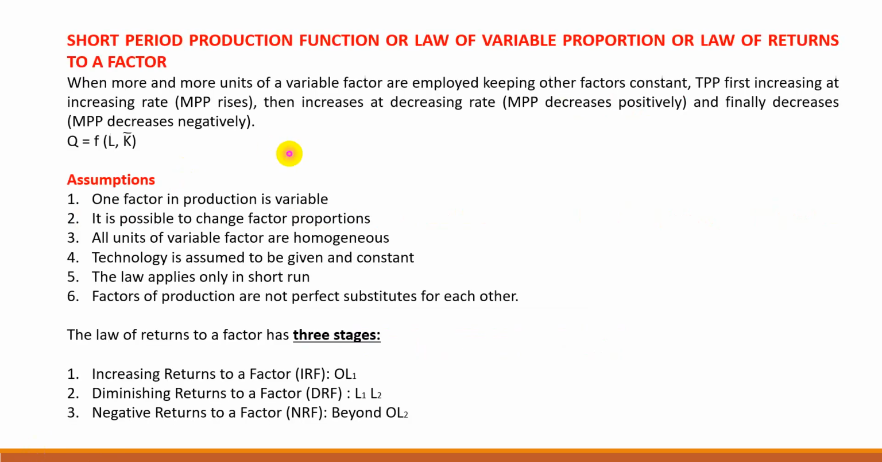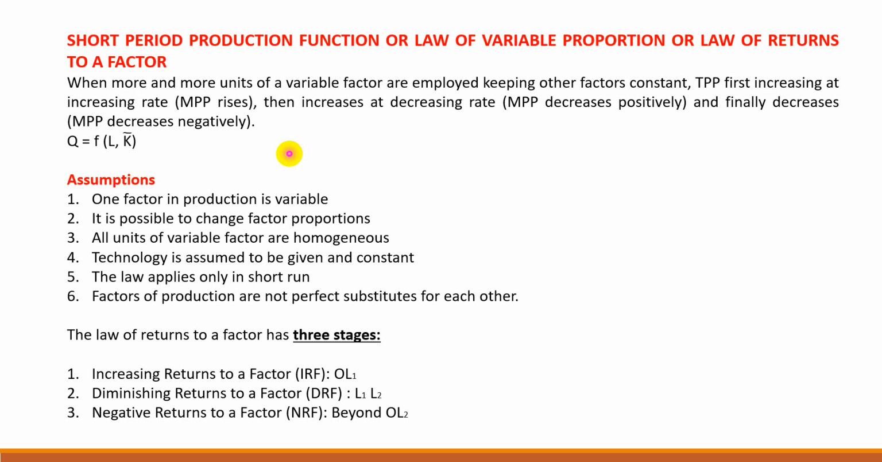Short-run production function, or law of variable proportion, or law of returns to a factor. Returns to a factor explains the relation of total output to one factor that is variable while other factors are fixed. As it analyzes the effect of a change in the quantity of one factor, keeping other factors constant, on the amount of output, it is called returns to a factor.